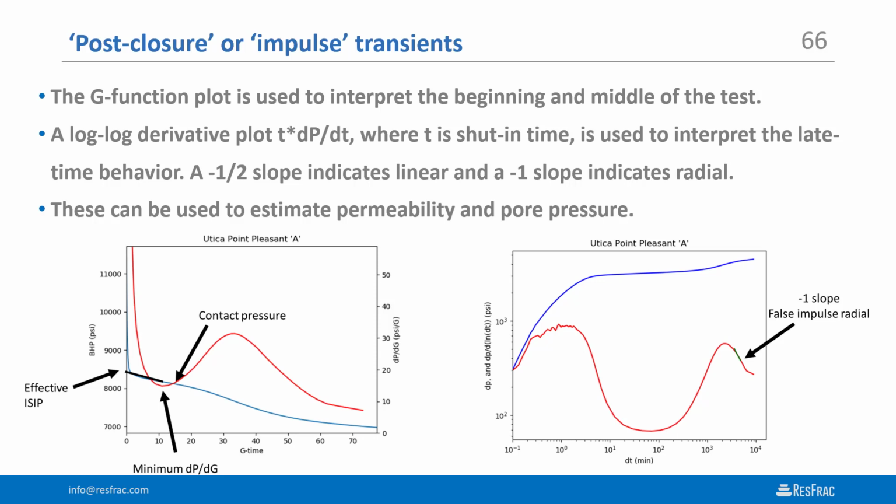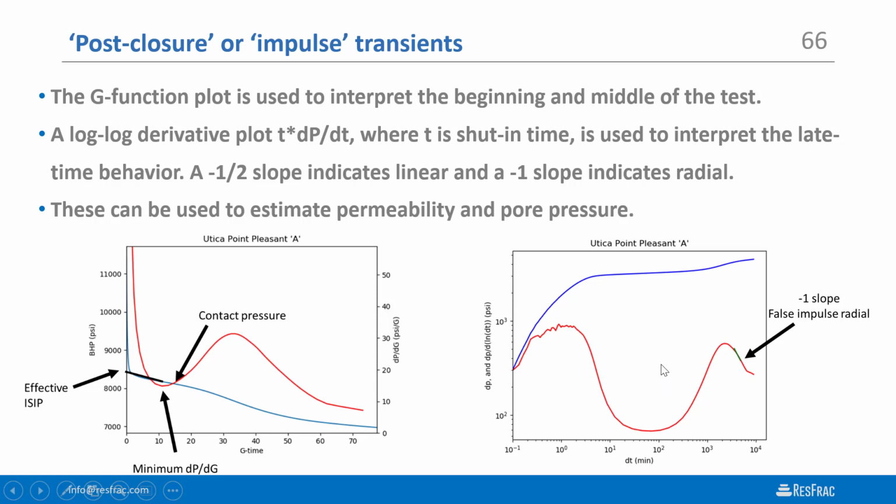Okay, so how about post-closure transients? We've talked a lot about interpreting closure and pre-closure. What do we do at late time? We like to do 1 week shut-ins, right? That's about 10^4 minutes. So I recommend using log-log plots. And on the log-log plot, the key curve here is this red line. It's the derivative of pressure with respect to the logarithm of shut-in time.